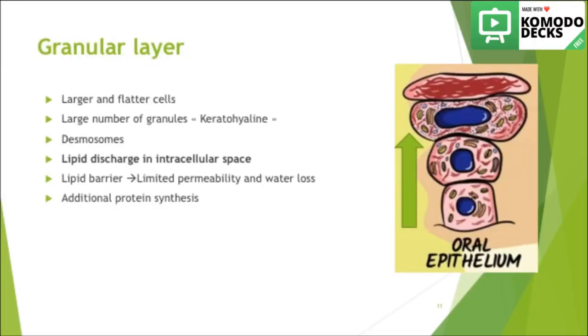Next layer is the granular layer. It is called after the large number of granules, the keratohyalin granules or the phospholipid granules that we see in this layer. There is lipid discharge in the intracellular space, forming a bilipid layer. This contributes to the limited permeability and limited water loss. We have tight desmosomes and additional protein synthesis in this layer.